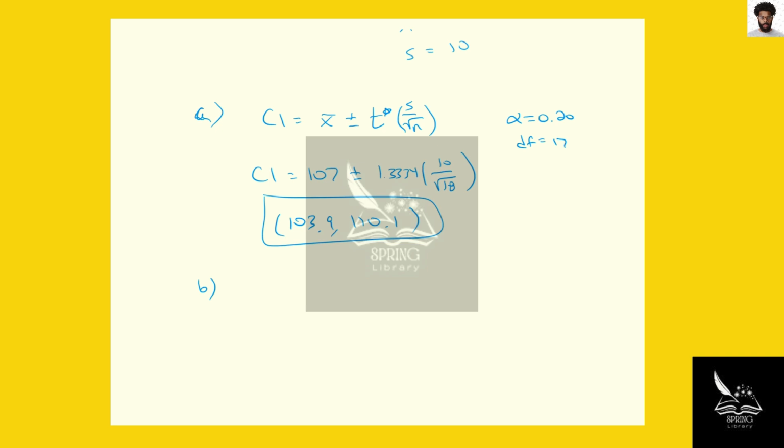And then an 80% confidence interval if the size is 23. So alpha is still going to be 0.20, but since n is 23, the degrees of freedom is 22, and so that means the critical value is 1.3212. So our confidence interval is going to be 107 plus or minus 1.3212 times 10 over the square root of 23.